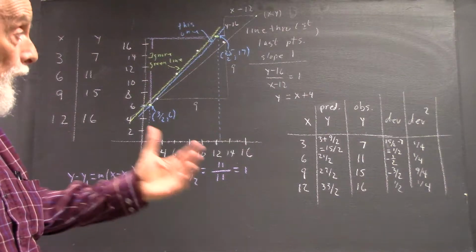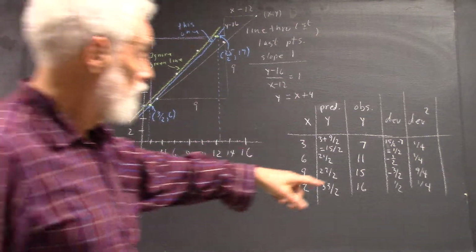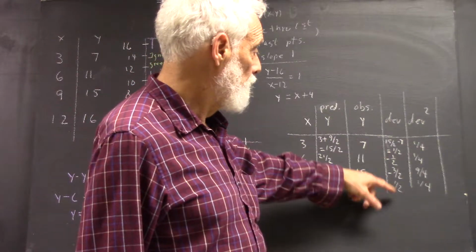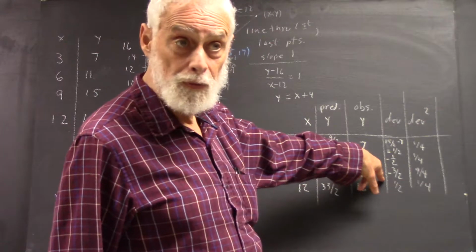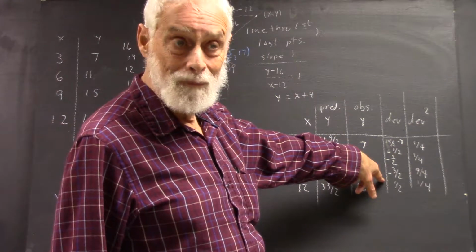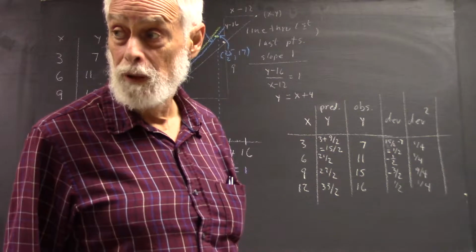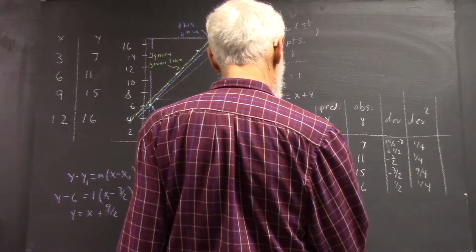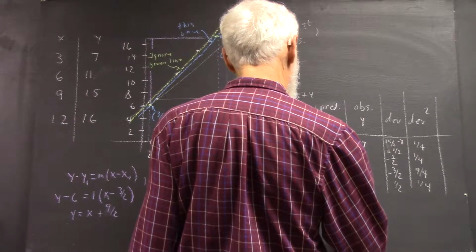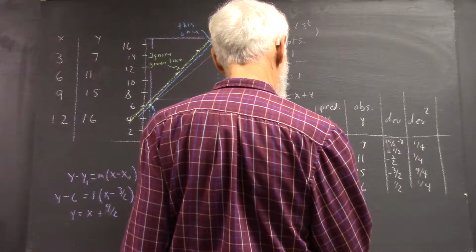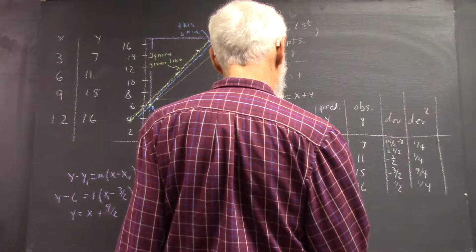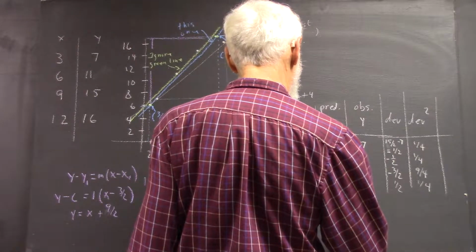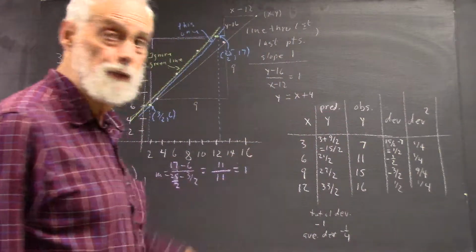Now, if we want to average these, our total deviation would be negative 1 in this case. 1/2 and 1/2 is 1, minus 1/2 minus 3 halves is minus 2, so 1 and minus 2 gives us minus 1, right? That's the prediction. Total deviation is minus 1, the average deviation is minus 1 divided by 4, since there are 4 points. Okay?